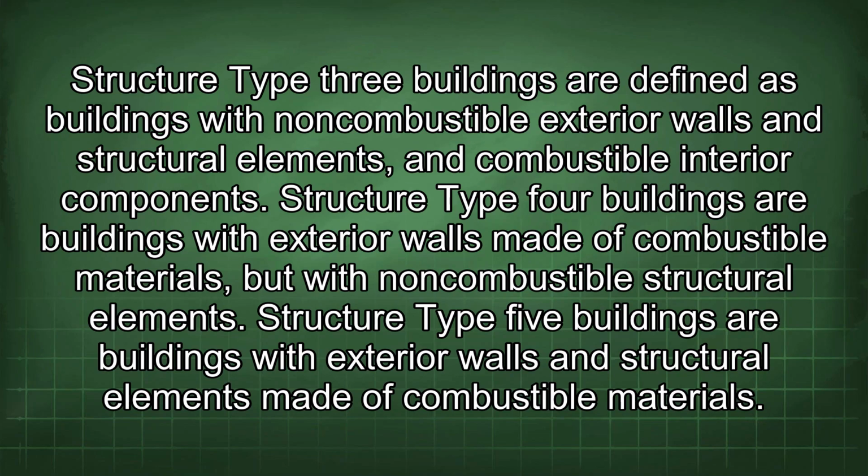Structure Type 3 buildings are defined as buildings with non-combustible exterior walls and structural elements, and combustible interior components. Structure Type 4 buildings are buildings with exterior walls made of combustible materials, but with non-combustible structural elements. Structure Type 5 buildings are buildings with exterior walls and structural elements made of combustible materials.